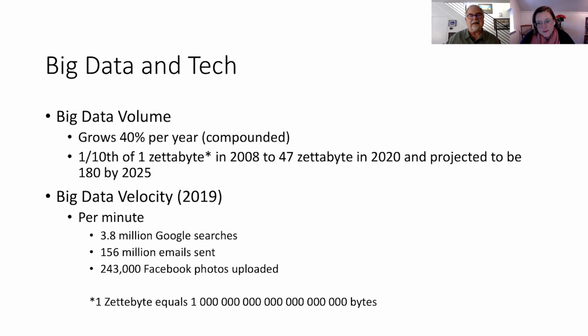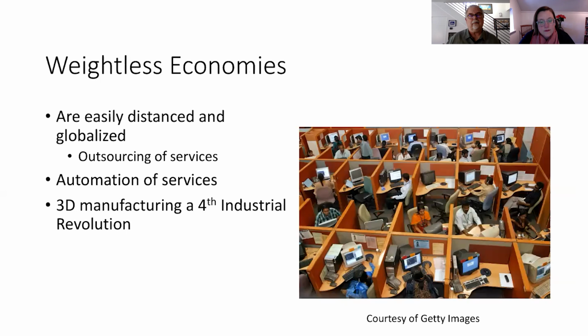And the velocity of data, it's not just a large quantity, but the quickness with which it moves and is created. In 1 minute in 2019, on average, 3.8 million Google searches, 156 million emails were sent, 243,000 Facebook photos were uploaded. Just to give you a sense of the significance of this and how it's associated with our globalized world. And it's created what we would call weightless economies, right? Or distanceless economies, right? And these distanceless globalized economies are easy to outsource, right? You can send this anywhere.